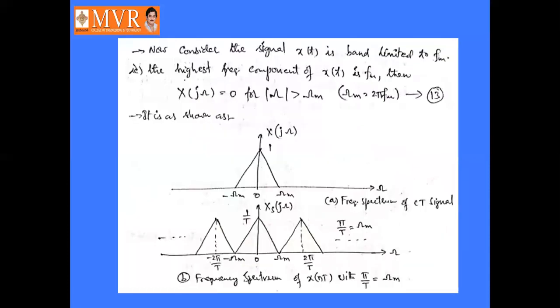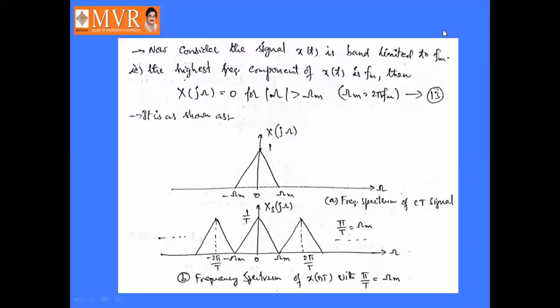Now consider the signal x(t) is band limited to fm, that is, the highest frequency component of x(t) is fm. Then X(jω) is equal to 0 for |ω| greater than ωm, where ωm is 2πfm. That is equation number 13. It can be represented diagrammatically as X(jω) varying from -ωm to +ωm. That is the frequency spectrum of the continuous time signal.